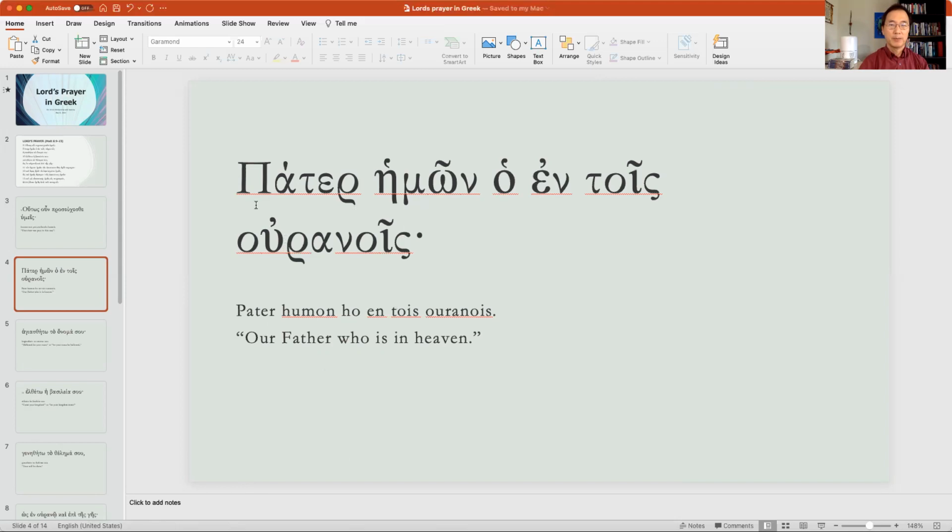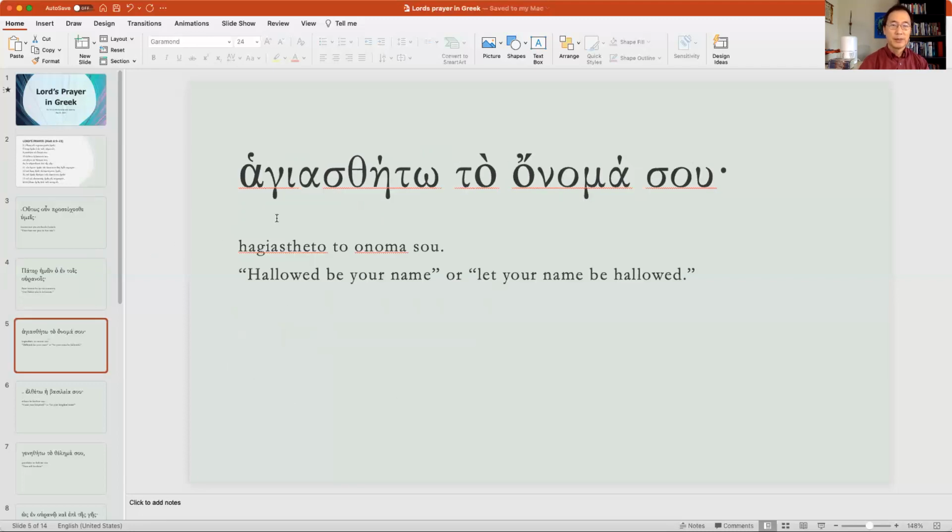Pater, hēmōn, hōentois, ouranōis. So pater, hēmōn, our father. Pater, father, hēmōn, our father. Hōentois, who is in the ouranōis, in heaven. Okay. So our father who is in heaven. Now next one. This is a little longer one, but let me read first. Hagiasthetō to onoma su.